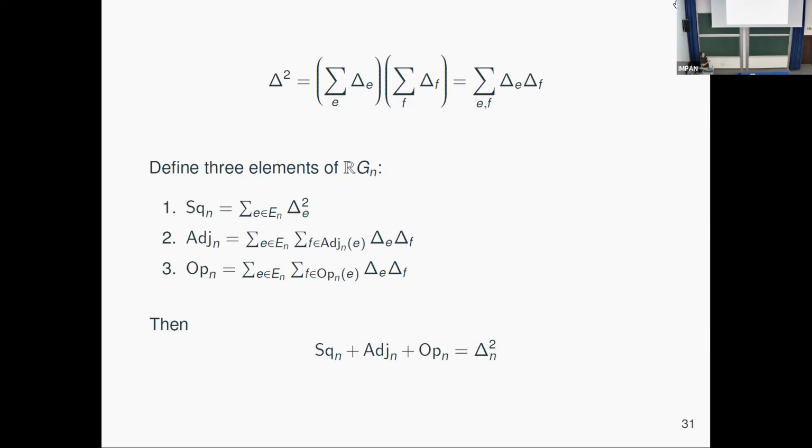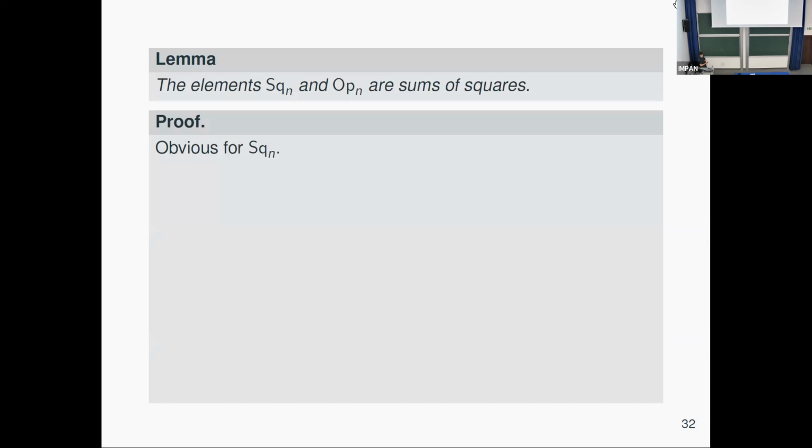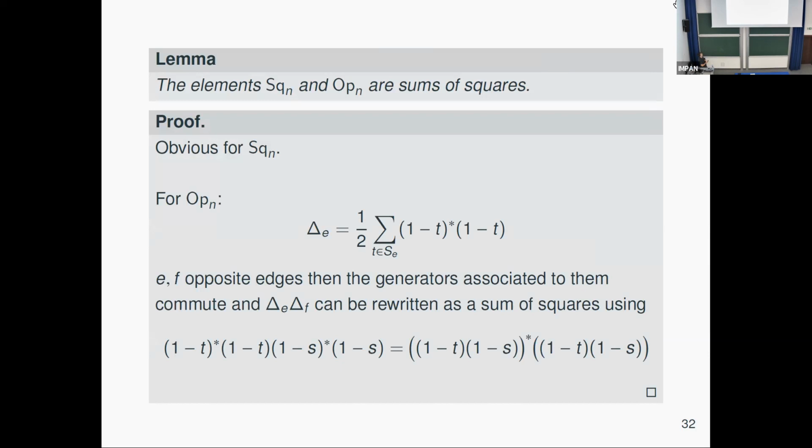And the square part and the opposite part are automatically sums of squares. For the squares, it's obvious. And for the opposite part, it follows from the commutation, right? The opposite part consists of products of Laplacians for edges that don't have any vertices in common. So the corresponding copies commute, and you can rewrite elements like this, which give you the Laplacian, and you can switch them around, and then you get sums of squares. So this means that the whole issue is inside the adjacent part.